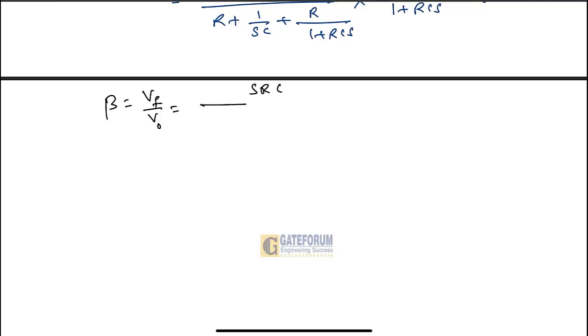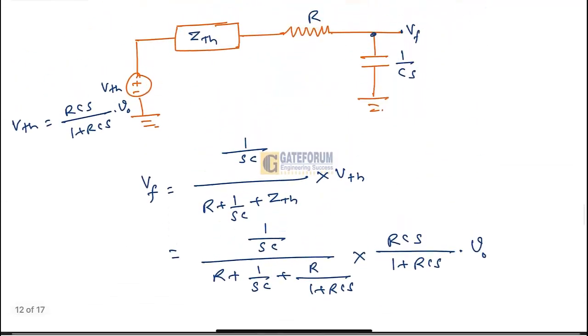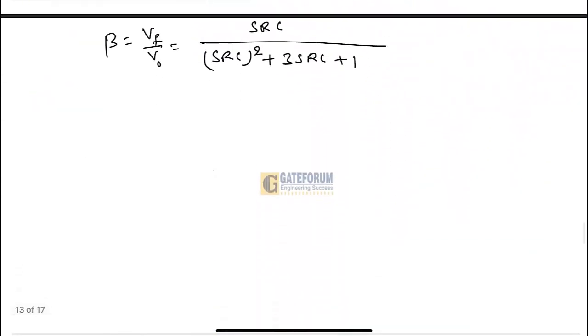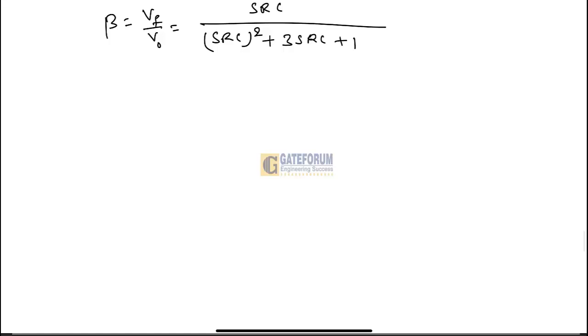SRC divided by SRC whole square plus 3SRC plus 1. Let's say this is equation number 4. This is our equation number 4.